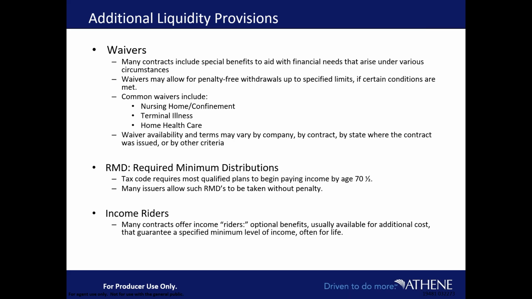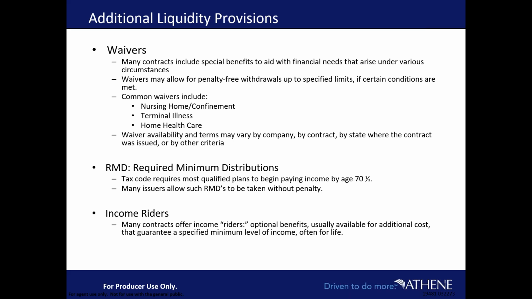So the common waivers that we see and are available in most of our contracts are going to be nursing home confinement waivers, terminal illness waivers. Some have home health care. Certainly less are going to have home health care than their nursing home or confinement waivers. Waivers availability and terms may vary by company, by contract, by state where the contract is issued, or by other criteria. That's real important. There are certain states that don't like to have health-related things in their annuities, so you have to check to make sure that those are available in the state that you're writing the contract in for your client.